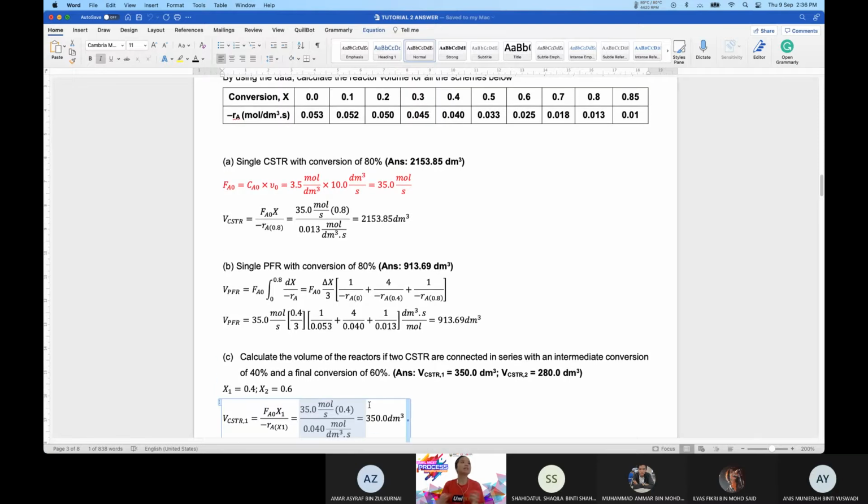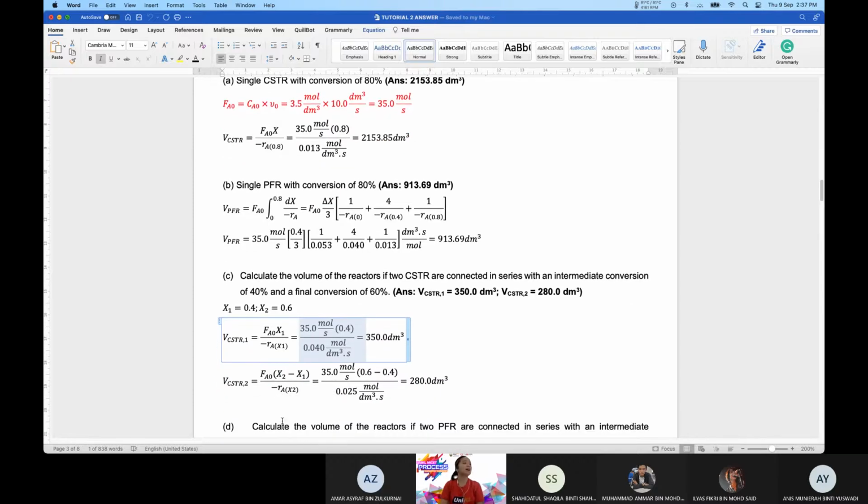If you notice, relating back to chapter 2, we had already learned about conversion and minus RA. In chapter 2, the value of minus RA is given to you. That is why in chapter 3, you will have to learn how we actually obtain the value of minus RA. So it becomes a bit harder: chapter 2 directly used the value of minus RA, while in chapter 3 you have to learn how the value of RA is actually obtained.